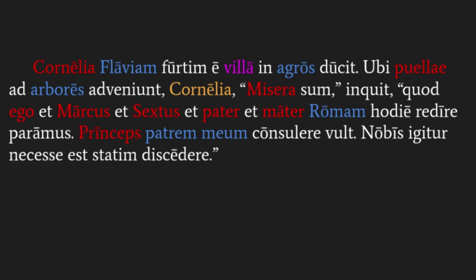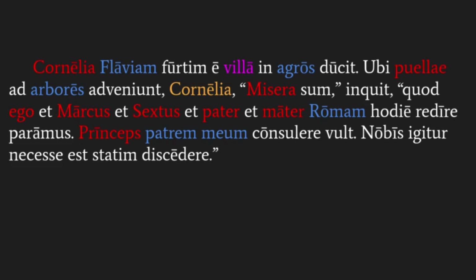So when the girls arrive at the trees or reach the trees, Cornelia says, and again, Cornelia should be red here because she's the one talking, not orange. That's a typo. But she says, misera sum, I am miserable, right? And misera is nominative because when you have the verb to be, the words going with it are going to be nominative. So you can imagine ego, sum, misera, ego and misera would both be nominative. I'm miserable, she says, because ego, I, me and Marcus and Sextus and father and mother, right? There's a lot of conjunctions here connecting all these. Basically, all of us is what she's saying, my entire family.